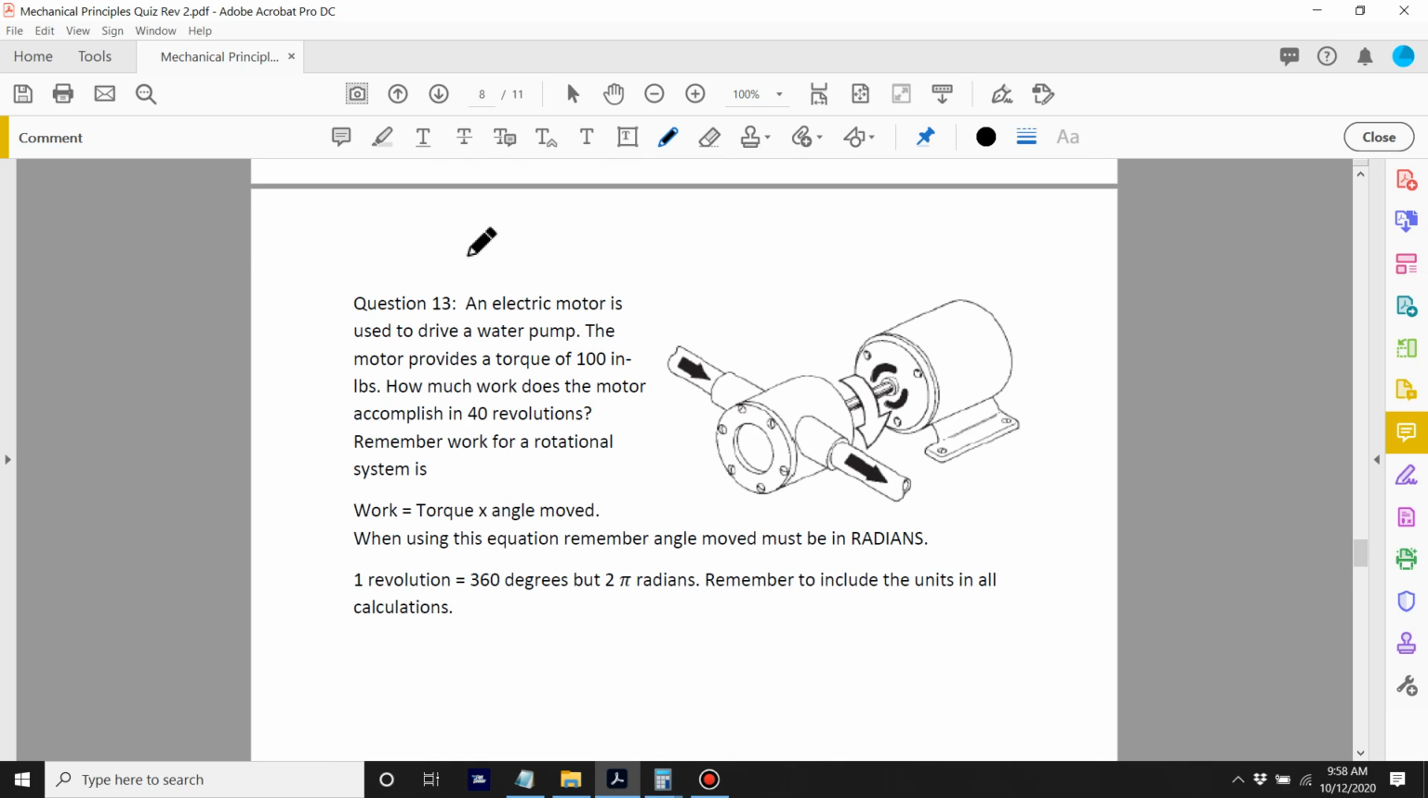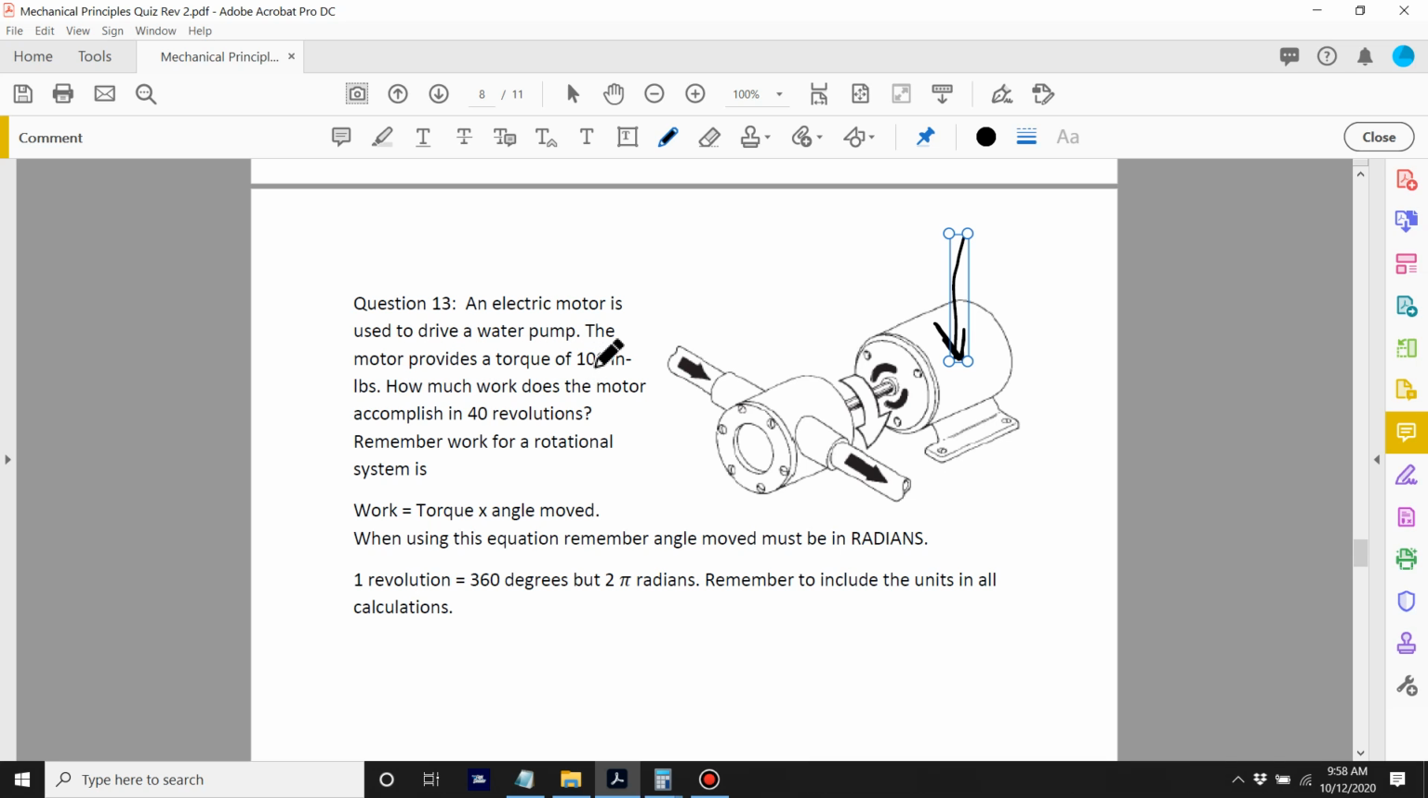Question number 13. All right. It's a good little question. Now, an electric motor is used to drive a water pump. There's your electric motor there. There's your coupling. There's your water pump. The motor provides a torque of 100 inch-pounds.